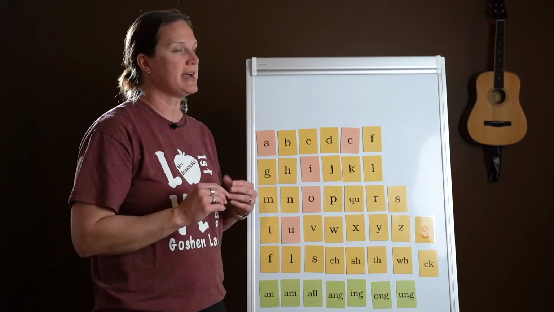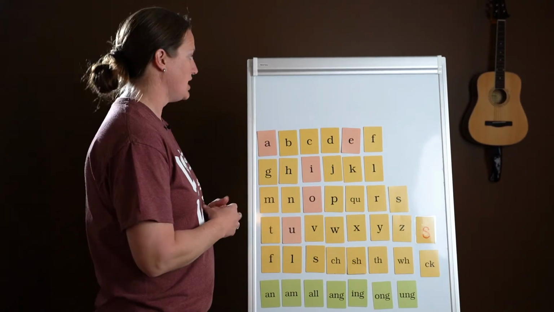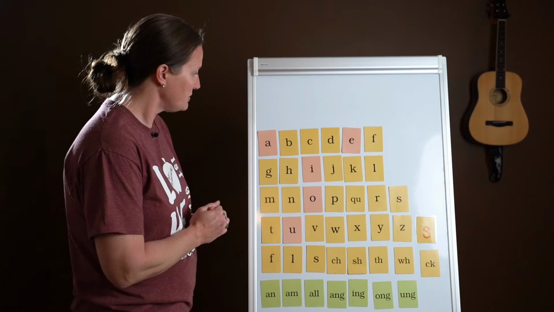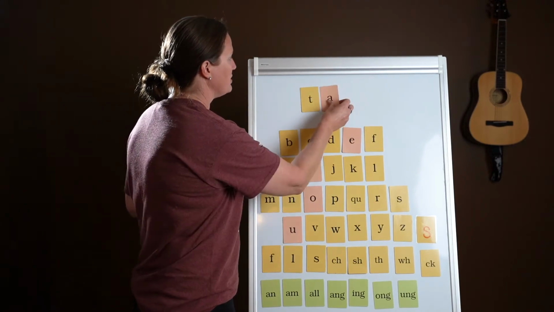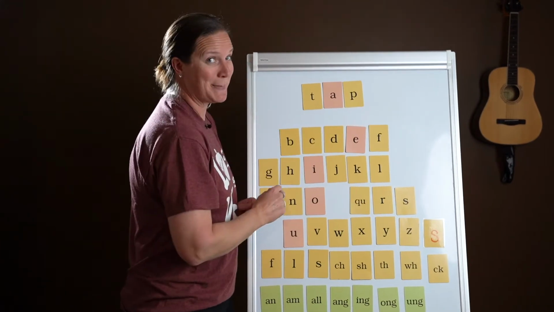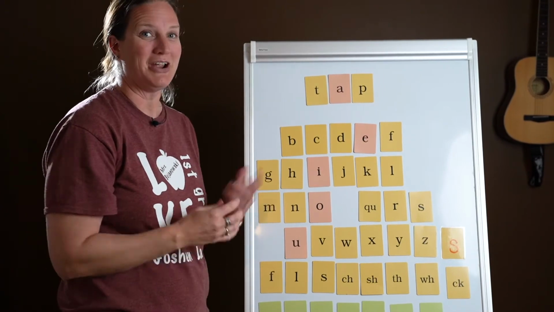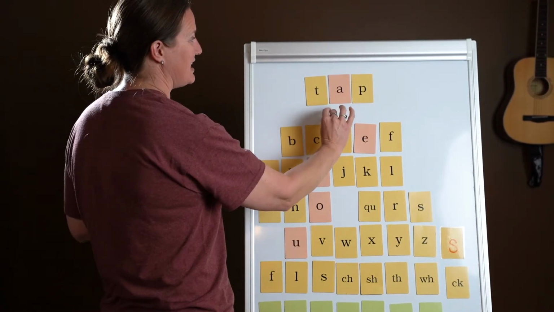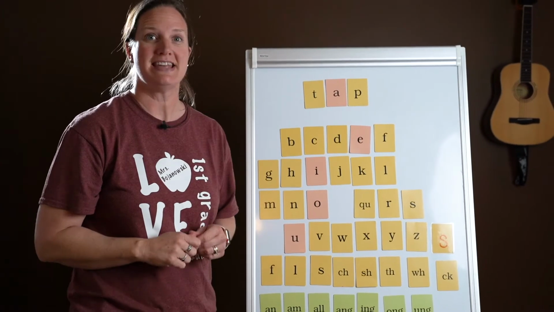We're going to add that magic E, the busiest letter in the alphabet, to the end of the word to change the word. All right, the first one I want to do is this one here. And boys and girls, if you need to, tap it out. All right, what word do we have here? Tap. Tap. This word is tap.